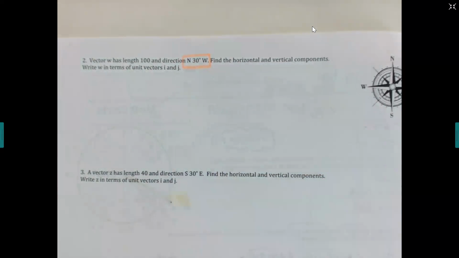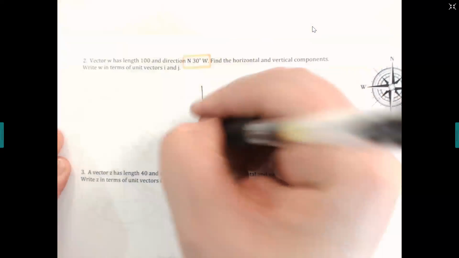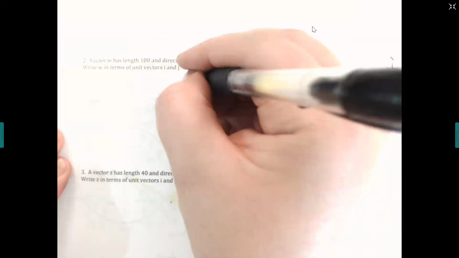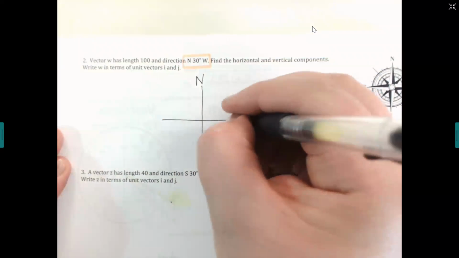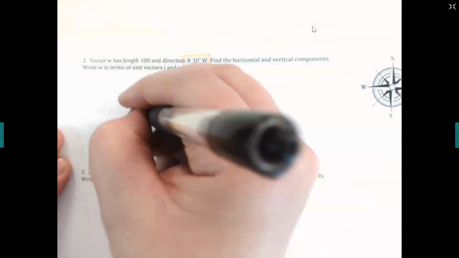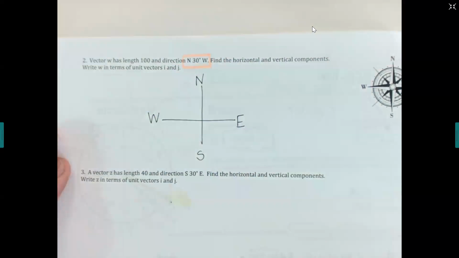Draw your little compass. Y'all do never eat soggy waffles? Okay, I heard never ever smoke weed. Okay, you can remember that one. Doesn't matter. But never eat soggy waffles.